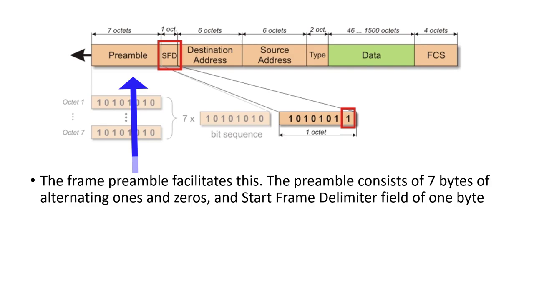The start frame delimiter ends in 1-1. You'll see it right there. It's an 8-bit field and it ends in 1-1. And when the destination host reads that 1-1, it knows the next bit of information will be the destination MAC address, and it can start reading the frame.